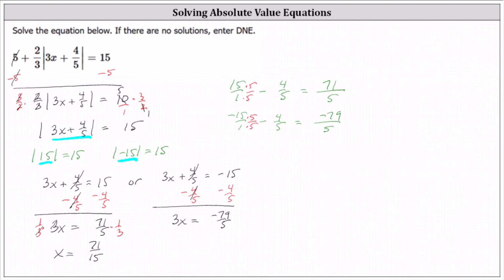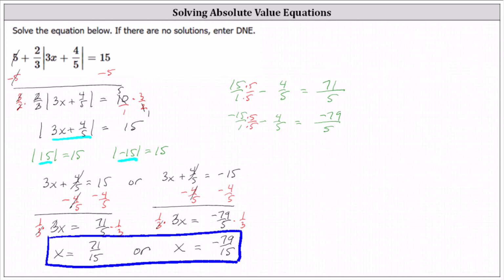And now again, to solve for x, we multiply both sides by 1/3. And again, simplifying, 1/3 times 3 is equal to 1. 1 times x is x. We have x equals negative 79/15. So we have two solutions to the absolute value equation.